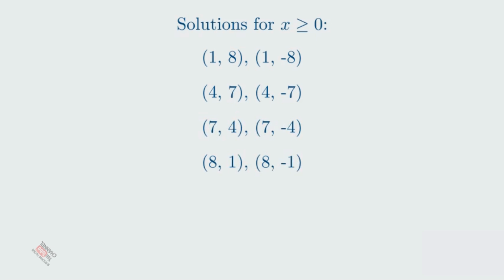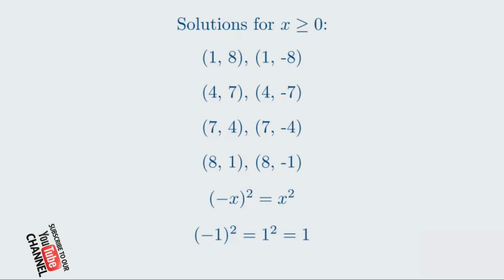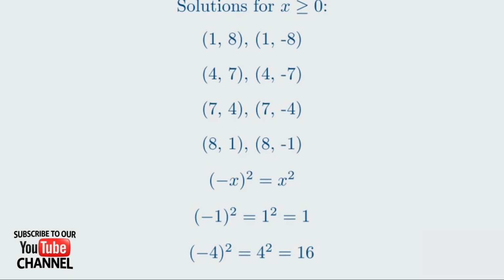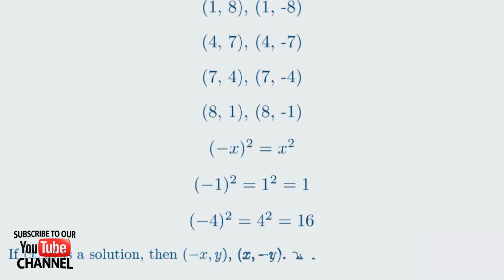But what about negative integers for x? A key property of squares is that squaring a positive number gives the same result as squaring its negative. For example, 1 squared is 1, and negative 1 squared is also 1. Similarly, 4 squared is 16, and negative 4 squared is also 16. This means that if (x, y) is a solution, then (negative x, y) is also a solution. Therefore, for every solution with a positive x value, we can generate two more by changing the sign of x and y, and another 2 by changing the sign of x but not y. So we'll double the number of solutions we found, which was 8, to get 16.